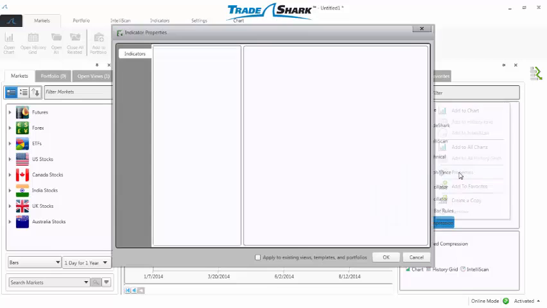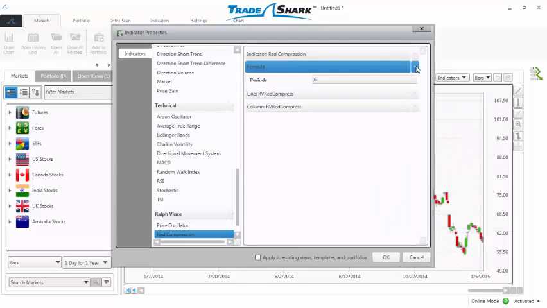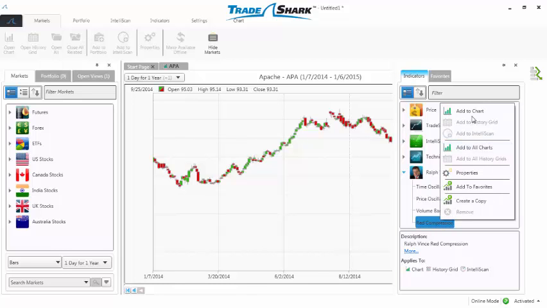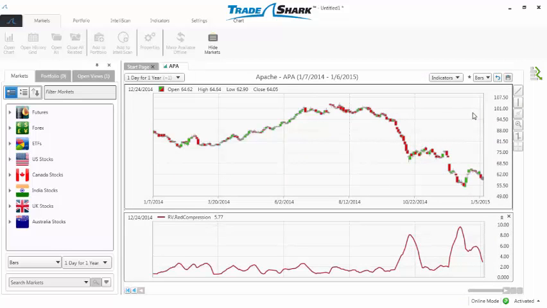I'm going to go to properties, and you'll notice that the formula calls for 6 bars, which is typically what I use for weekly data. For daily data, I'm going to use 13 bars. These are just typical values. You might want to experiment with others and find better values for yourself. I add this to the chart, and here we see the indicator.